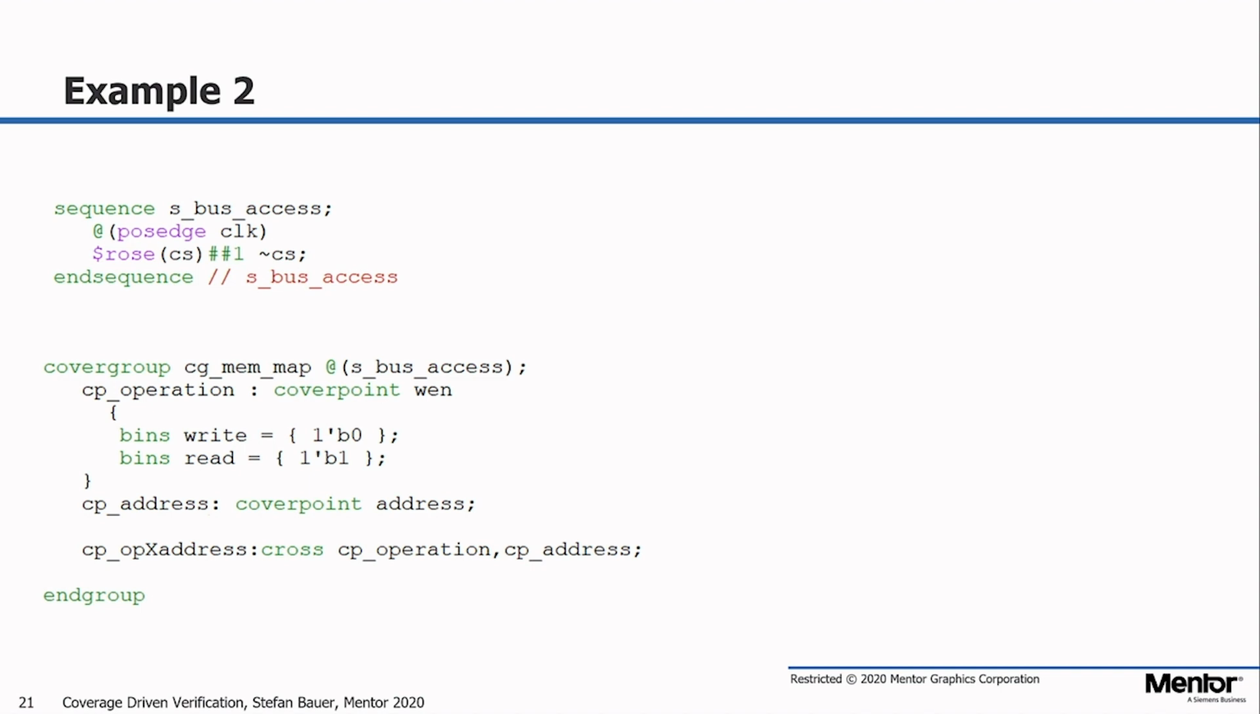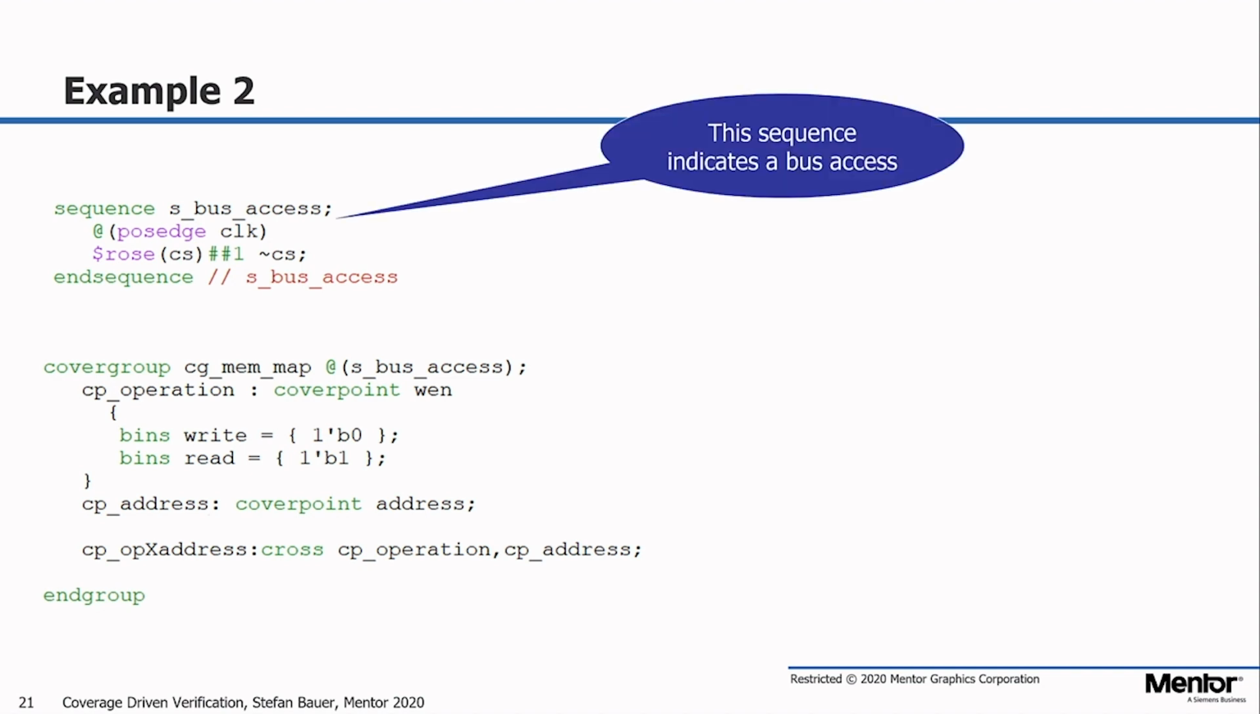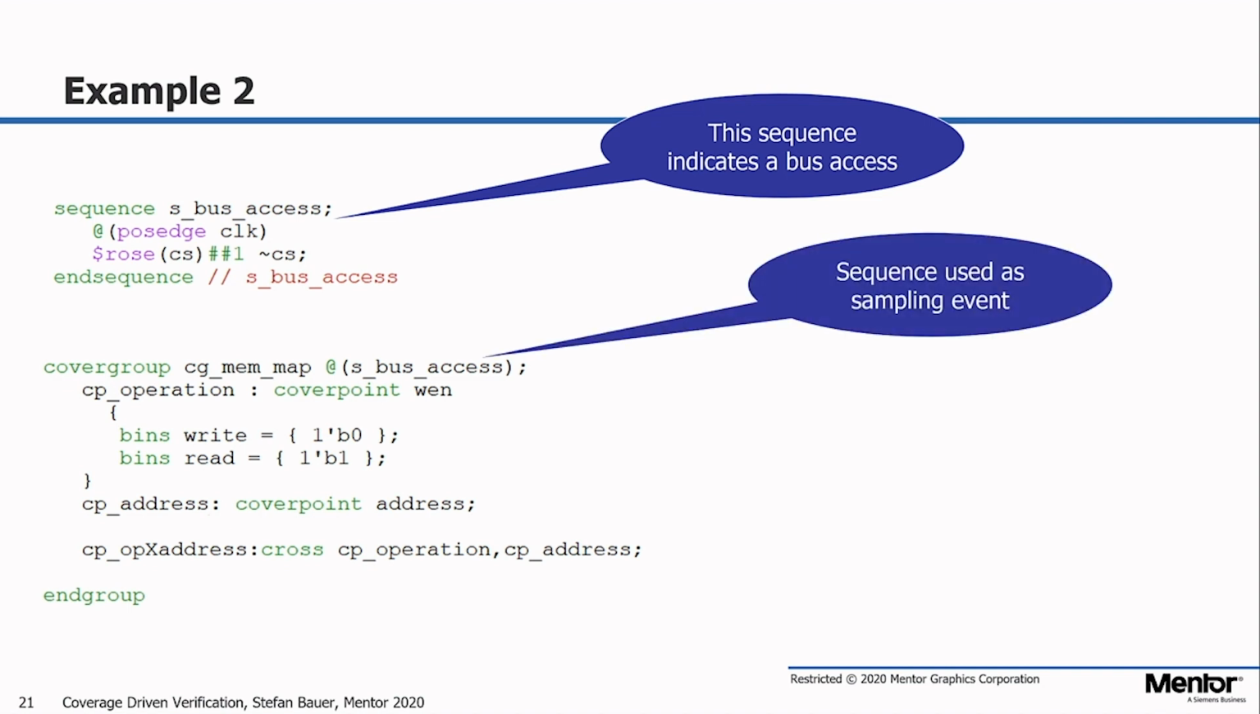Now let's have a look at my second example. As I mentioned on my previous slide, using the clock as a sampling event is not the best choice because you generate a huge amount of data. So here in this slide I want to show you how you can use a sequence as a sampling event. This sequence here indicates a bus access. That means the CS signal goes high and one clock cycle later the CS signal goes down again. And I'm simply using this sequence as a sampling event for my cover group.